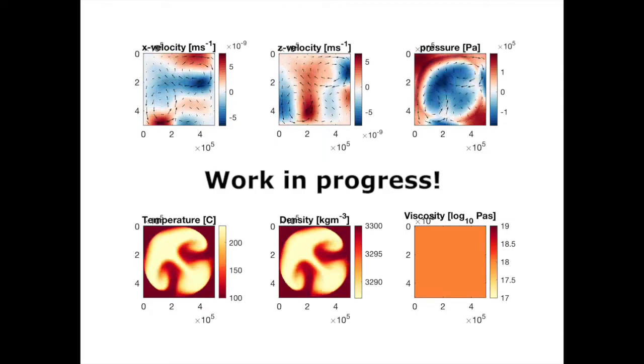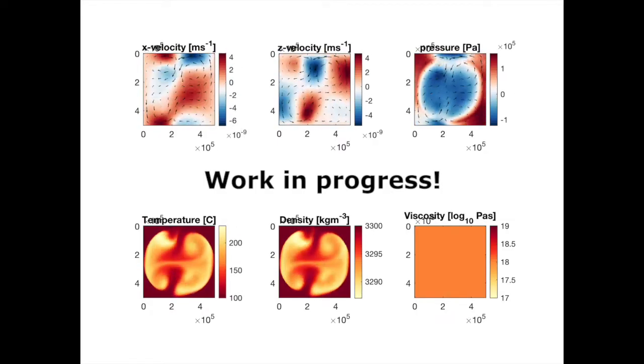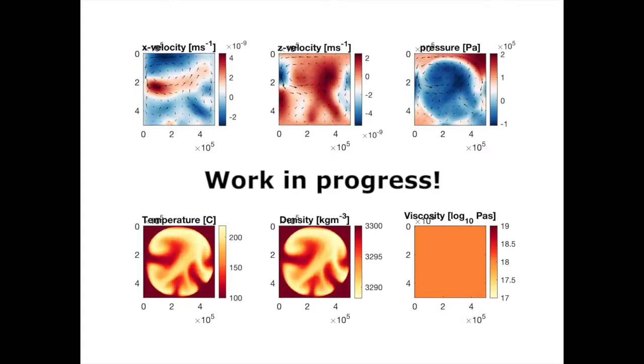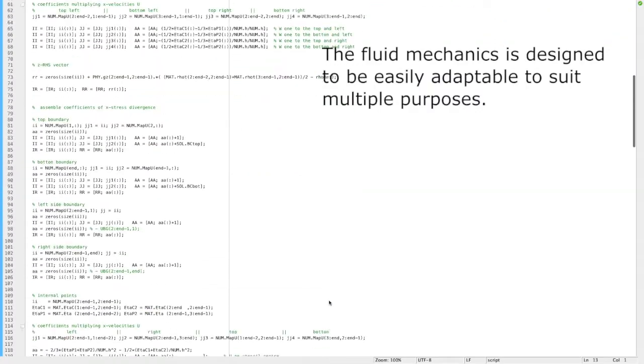We aim to implement a self-gravitating domain, a free surface tracker, compatible trace element partitioning, and mush flow fluid mechanics for intermediate melt fractions.